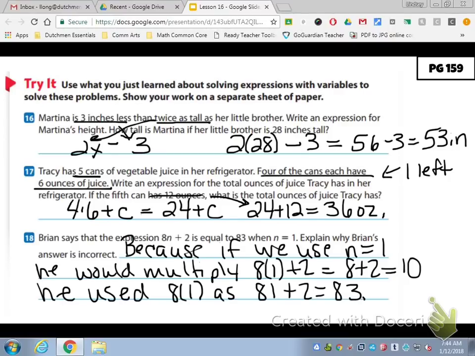On the last one, Brian did 8n plus 2 and got 83 when n equaled 1. Well, if we use n equals 1, you would multiply 8 times 1, which is 8, and then add 2 and get 10. When he did 8 times 1, he did not write it in parentheses, and it made it look like 81, so he did 81 plus 2, which is where he got his 83. Make sure when you're multiplying these numbers, you put it in parentheses, because if not, it looks like a whole number.